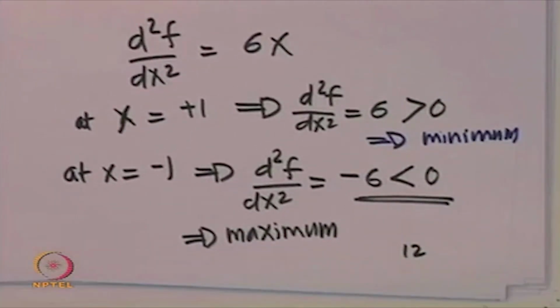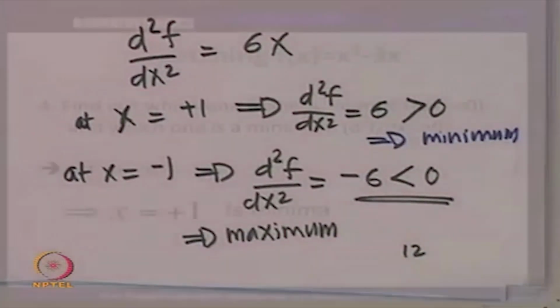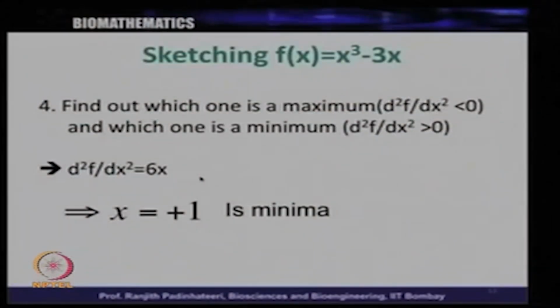This is what we showed in the slides, that at x equal to plus 1, it is a minimum. There is an error here. It should be written as: x equal to plus 1, it is a minimum, and x equal to minus 1, it is a maximum. Okay. So, let us look at this plot once more.